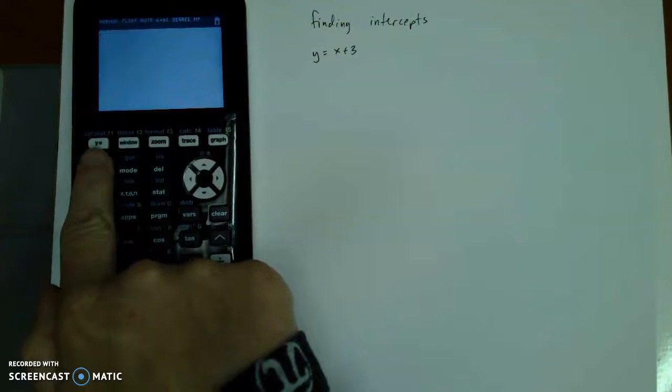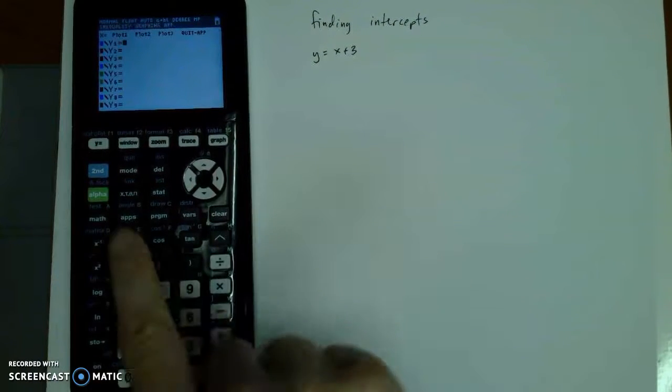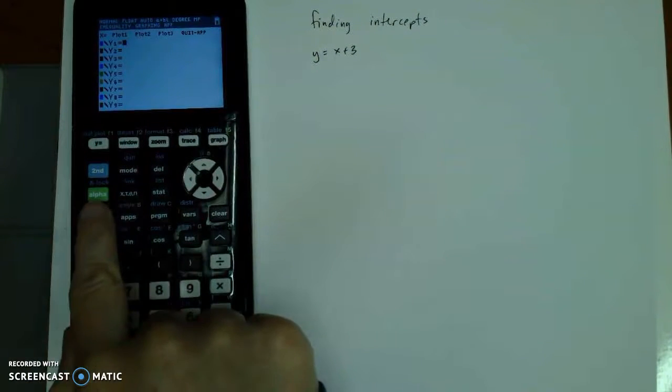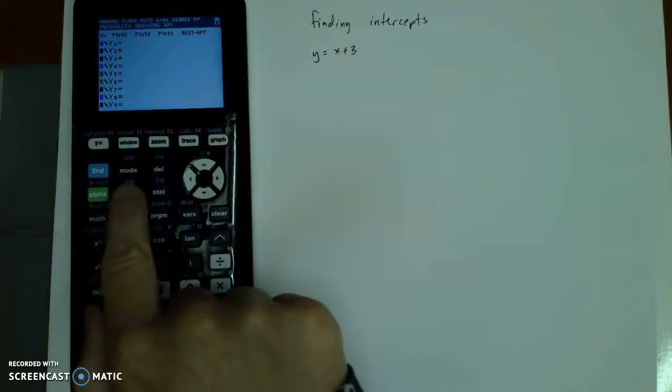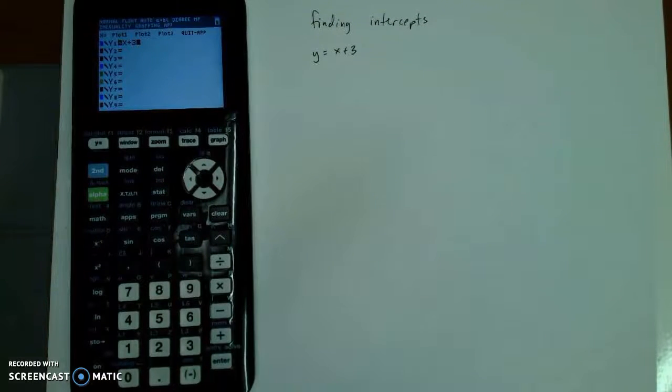So to graph, I'm going to go ahead and press Y equals. And again, the X button is the one right next to the alpha key. So let's go ahead and type in x plus 3. And let's just start with hitting that graph button so I can get a picture.